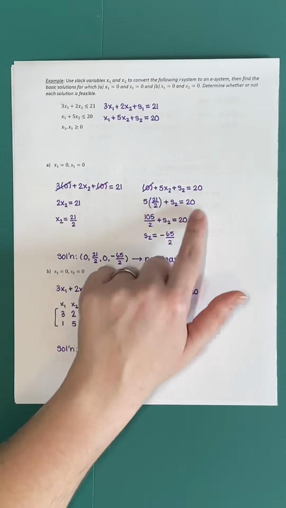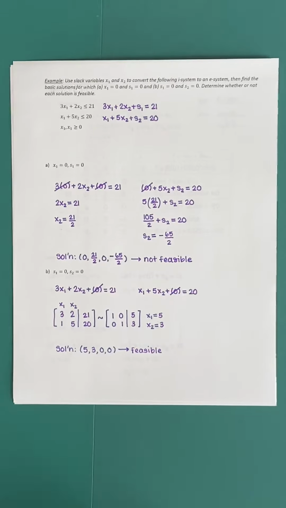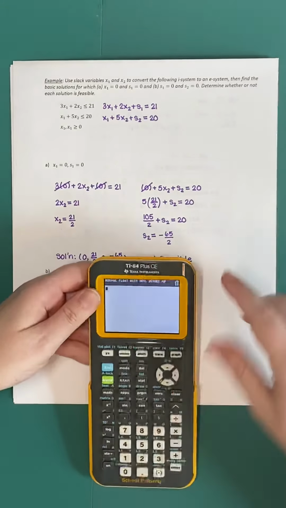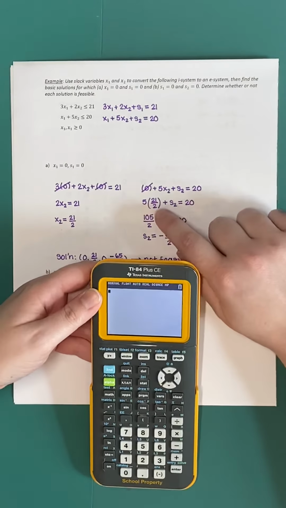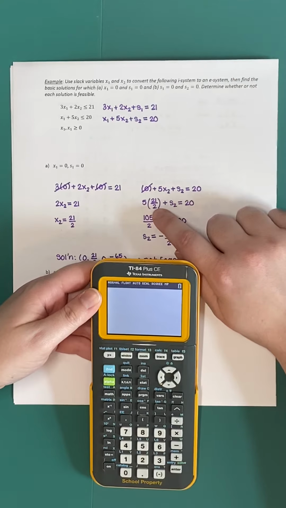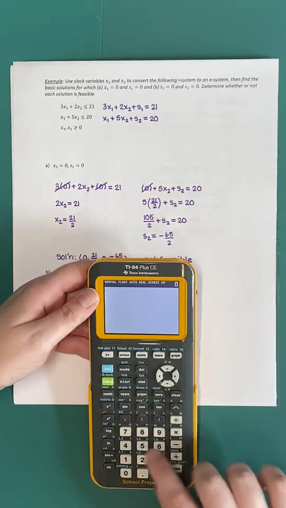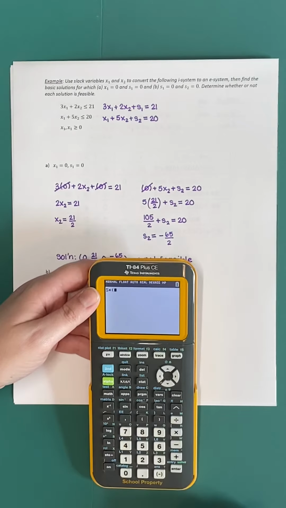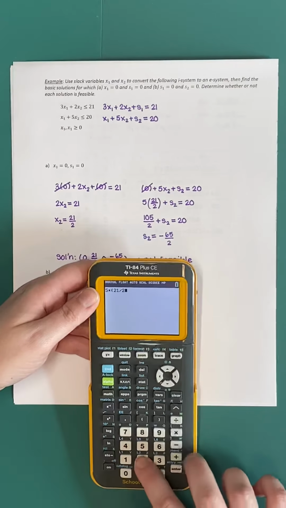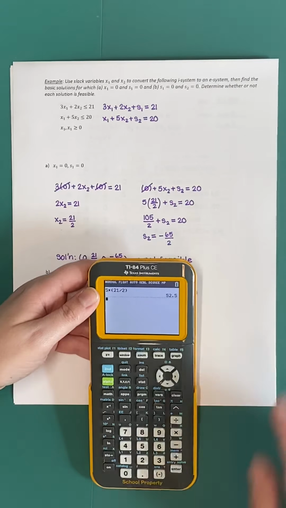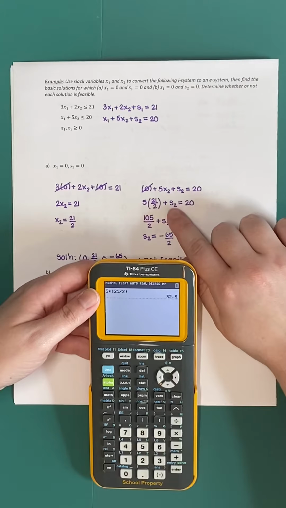Now if you don't like to deal with the fractions here, this is a great time to use your graphing calculator to help you handle the issues with the fractions. So I have 5 times my value for x2. So I'm going to take those 2 and multiply them together. So 5 times 21 over 2. Okay, so that's now going to be the value in front of S2.